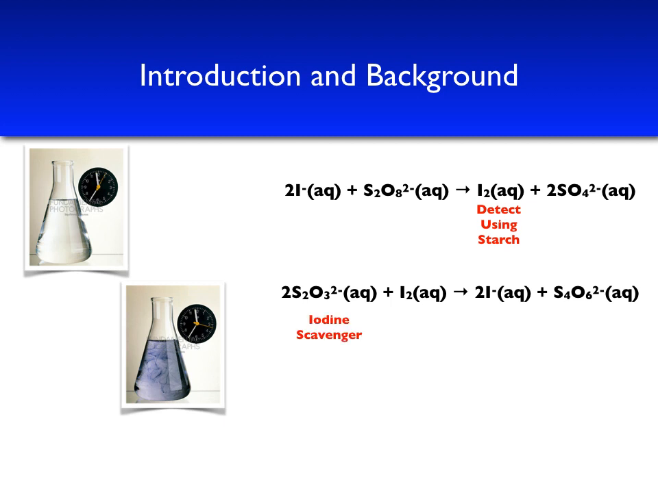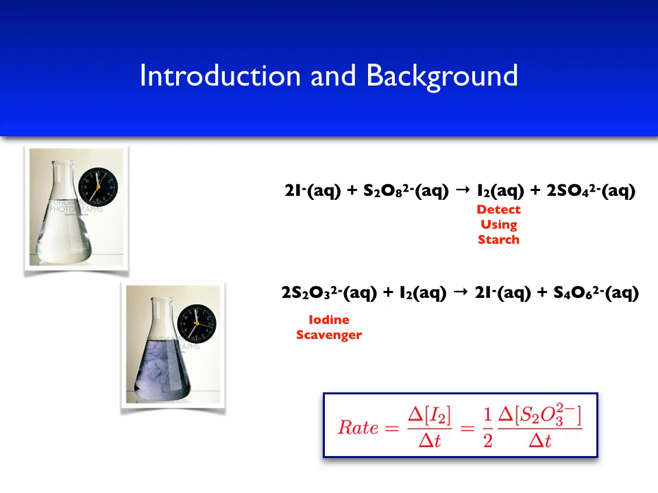Now, what does it mean to be a scavenger? So the thiosulfate ion, if we add it into the solution with the first reaction, what will happen is, as iodine is formed, the thiosulfate will immediately react with that iodine to form 2I-, keeping the solution colorless. If we add a known amount of thiosulfate, we'll know that when the solution changes color again is when the thiosulfate actually runs out. Since we know specifically how much thiosulfate we added to the solution, this gives us a means to calculate the rate of reaction.